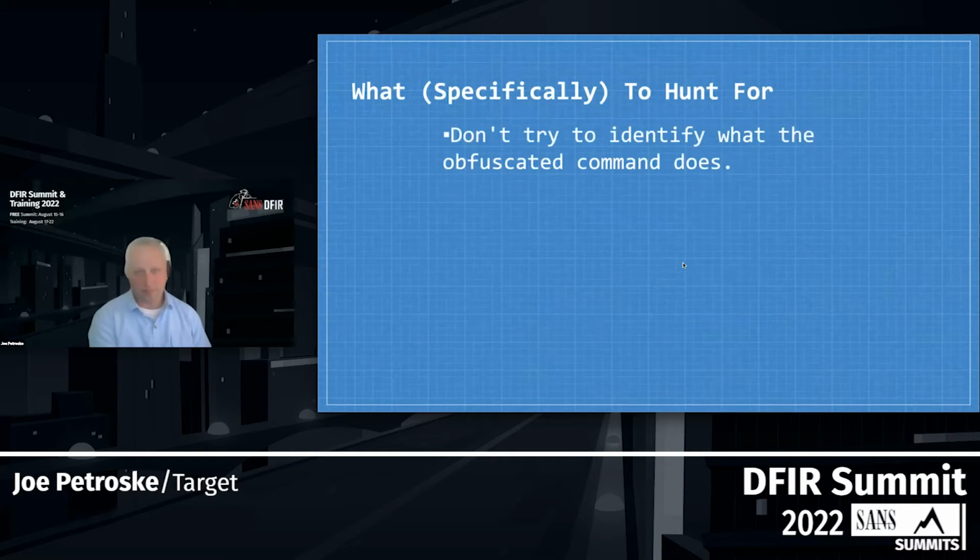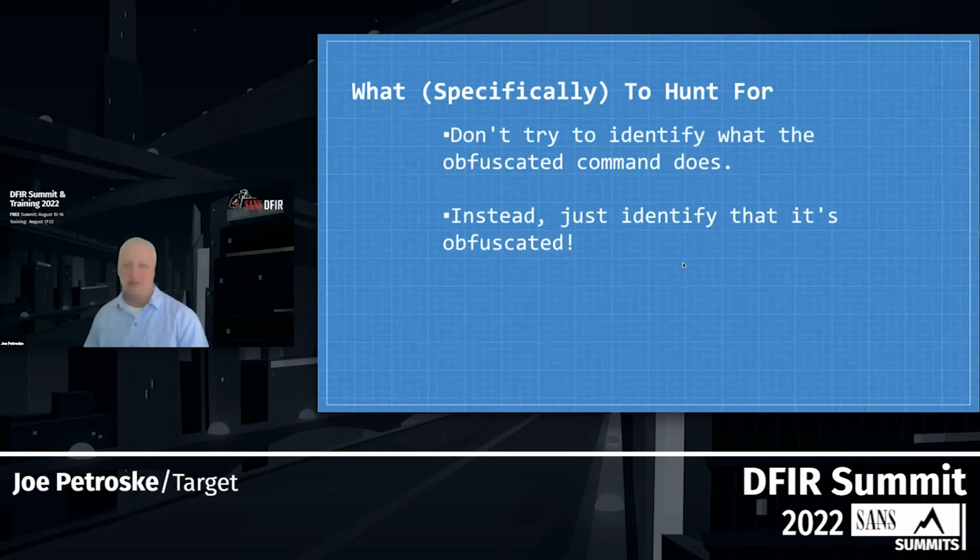Instead, what we want to do is just identify commands that are obfuscated in the first place. If something is obfuscated, it has most likely been done for that reason, so as to obscure its true meaning and what it does from defenders. So if we can just identify that something is obfuscated in the first place, that becomes our short list for further investigation.